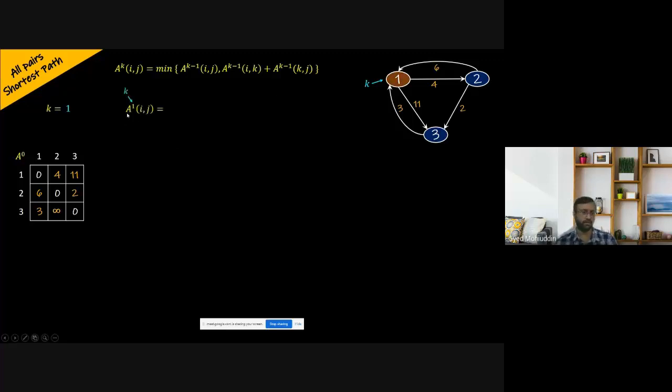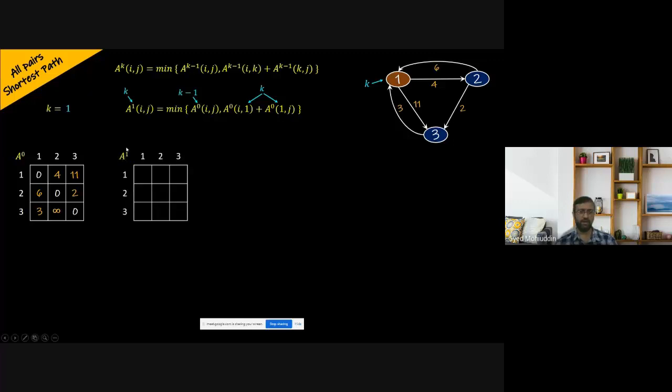So we say this as A of 1 i comma j, which will be minimum of A of k minus 1, that is A of 0, i comma j, and A of k minus 1, that is A of 0, i comma k, which is 1, plus A of 0 of 1 comma k, because 1 comma j, because k is 1. So with using this equation, we will be able to find all the paths from i to j, taking vertex 1 as the intermediate vertex. So obviously we'll have to fill this matrix, which is called A of 1.